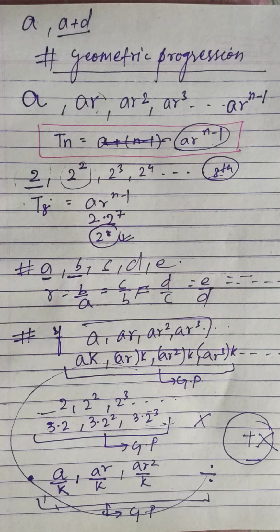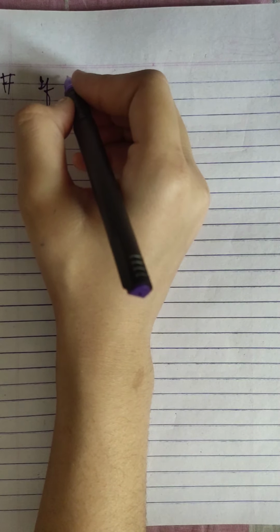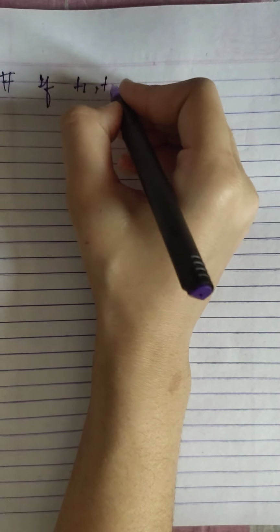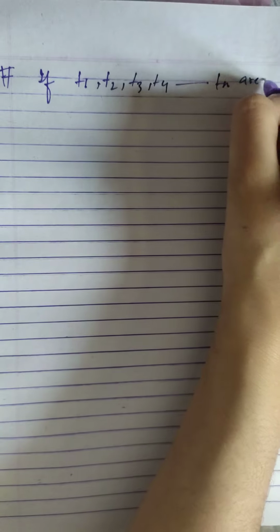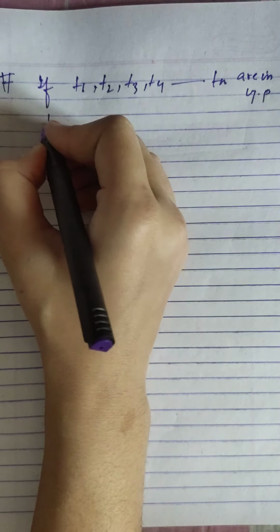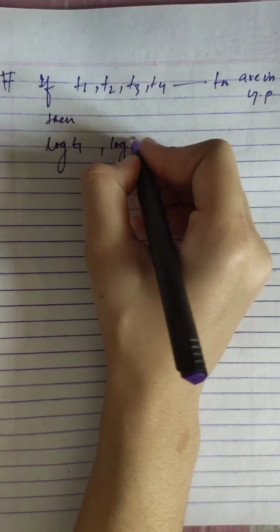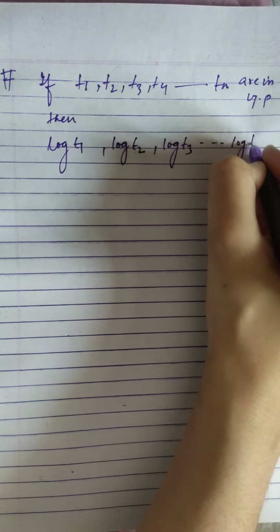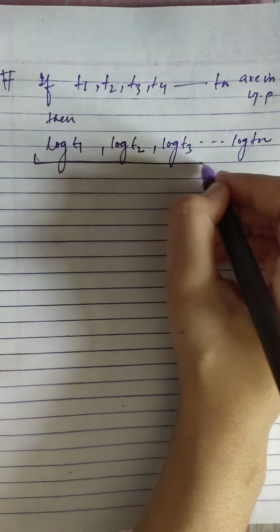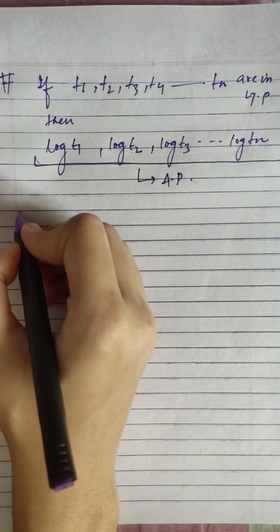Okay, now let's move on to our next point. If T1, T2, T3, T4, up to Tn are in geometric progression, then log of T1, log of T2, log of T3, up to log of Tn are going to be in AP. Okay, next point.